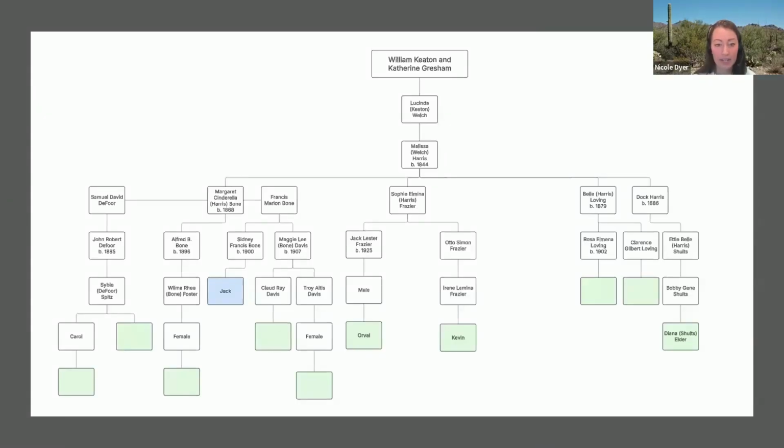Here is the descendancy diagram that I am currently working on creating in Lucidchart for my research project. For my project, I'm working on finding the descendants of Lucinda's siblings. So I'm going to focus on her brother, James Keaton. I have a couple of his children from documentary evidence, but I know he had a bunch more that I haven't been able to find yet. So that's my research objective.